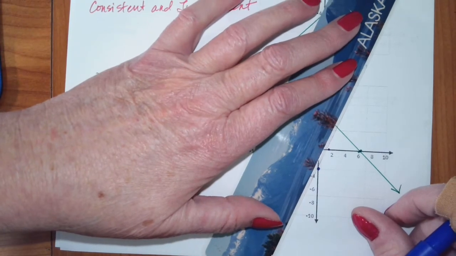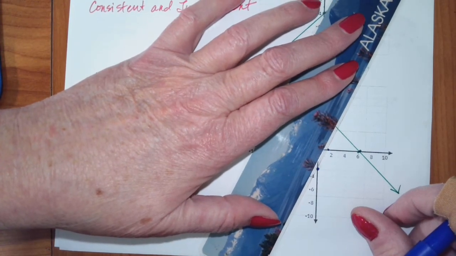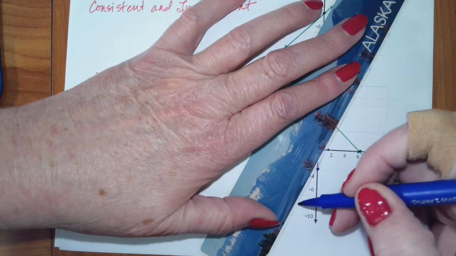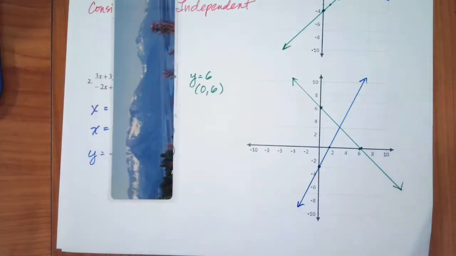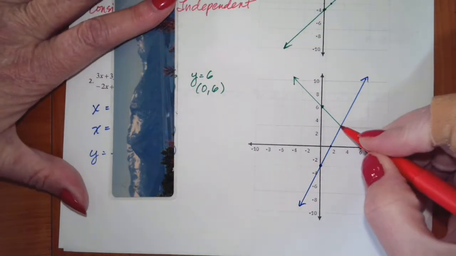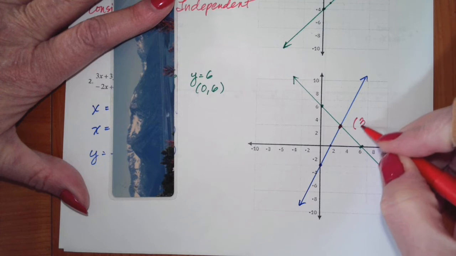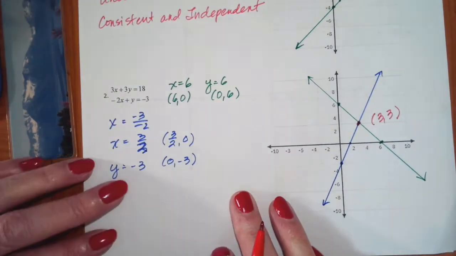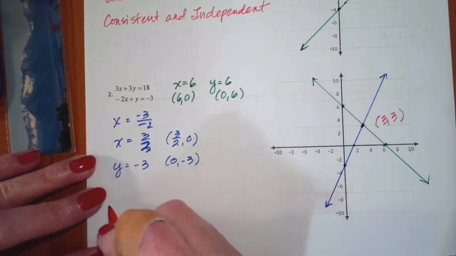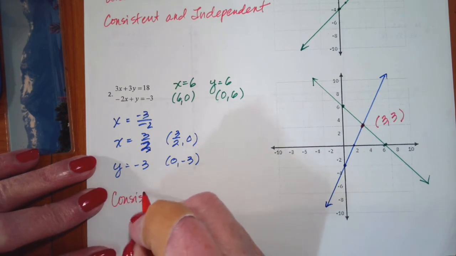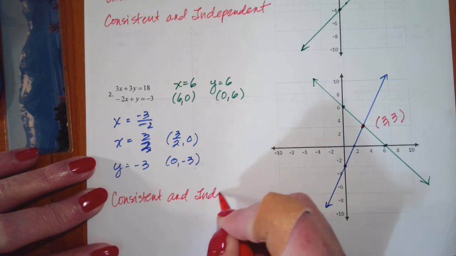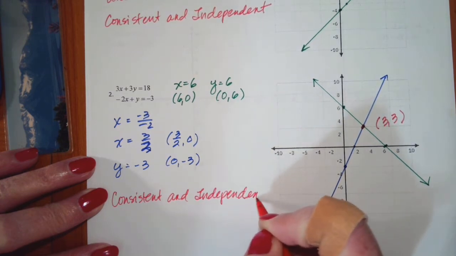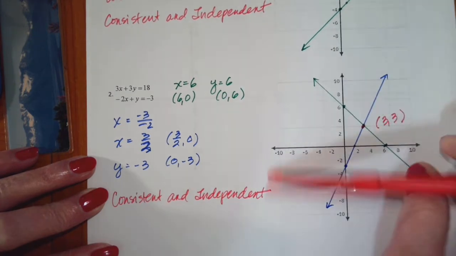Okay. So if I graph these 2 points, connect them with a line, then what I will have here is my solution, which is the point 3, 3. So again, this is consistent and independent. Okay, now we'll refer back to the vocabulary in a minute here as we do the 2 on the back.